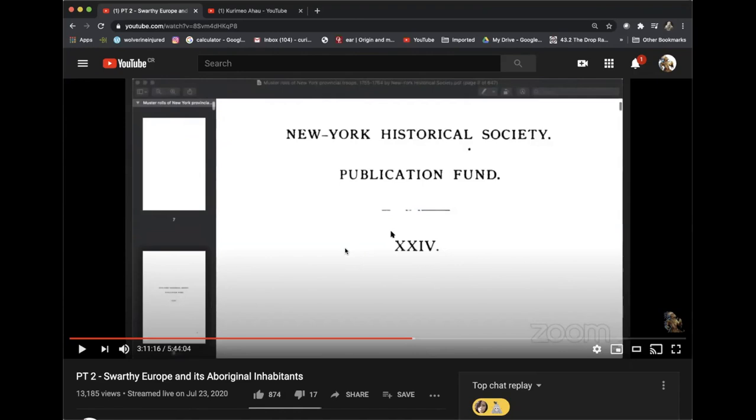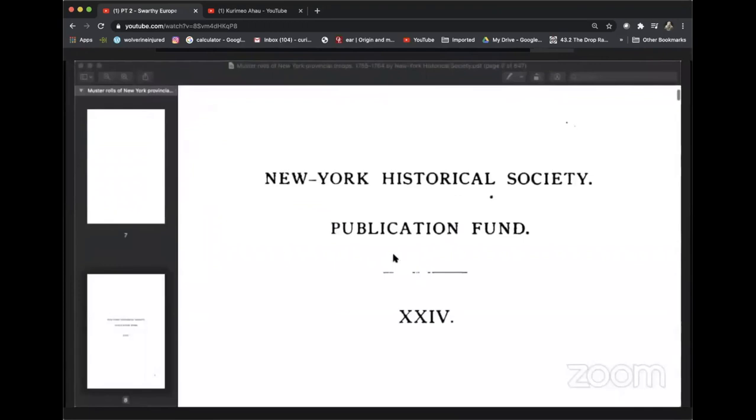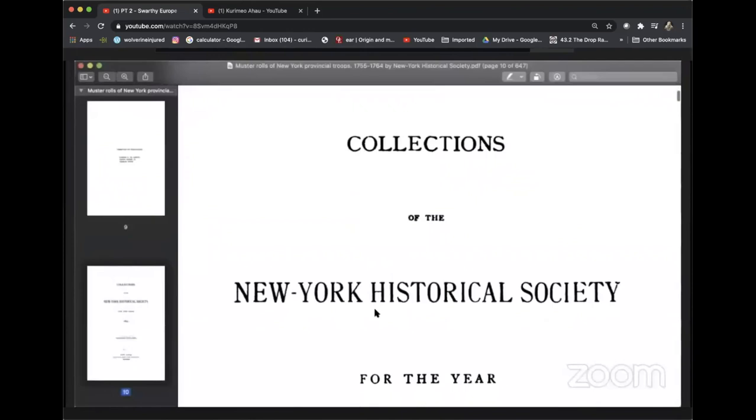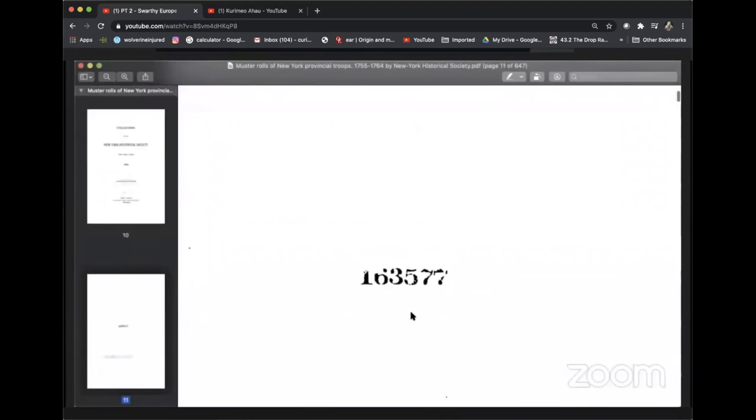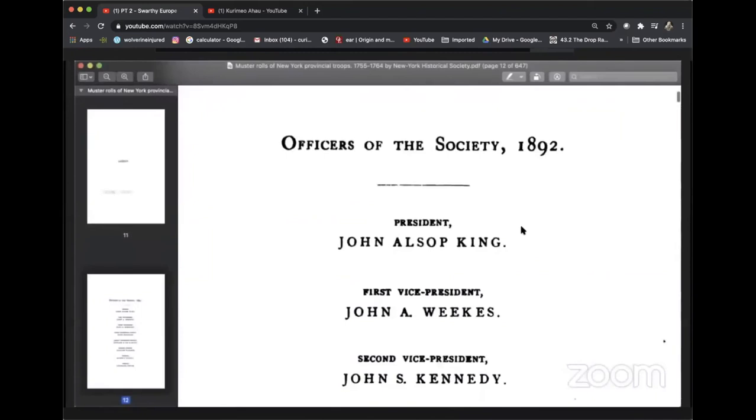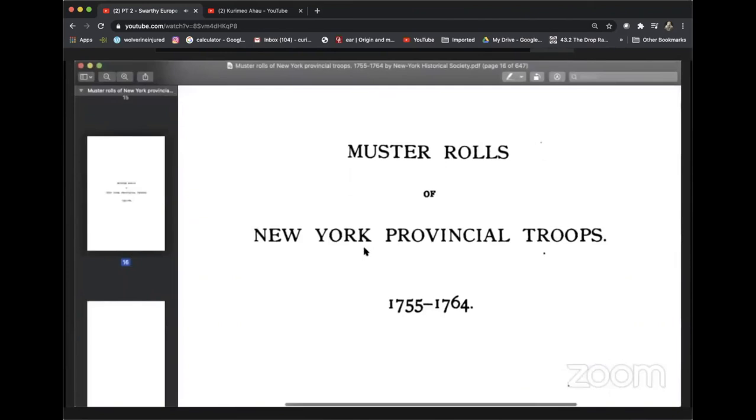Okay, so this is from the New York Historical Society Publication Fund, the collections of the New York Historical Society for the year 1891. So we're not talking about pseudo stuff here, just because it's old. Officers of the Society, 1892, President John, so it's telling you the people, just look it up. This is the muster rolls of New York provincial troops. These are soldiers. Again, another census. A lot of these are Europeans, and it's also going to describe them.